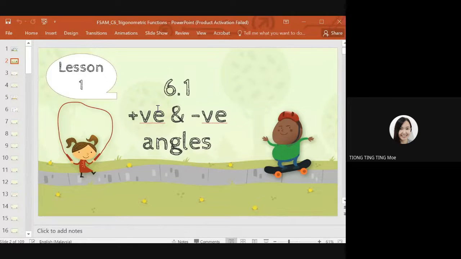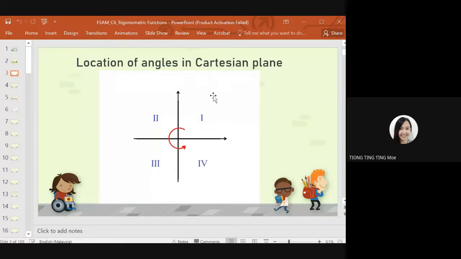Okay, so you see the teacher's slideshow. You know the teacher likes flowers and cute things. So we start our first lesson. Today we learn about the positive and negative angles. Before we go through this, we have to revise about the angles in the Cartesian plane. So we start to label first.